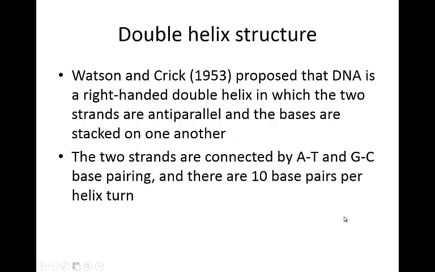Watson and Crick in 1953 used much of her work to form their own theories, and what they proposed is that DNA is a right-handed double helix, the two strands are antiparallel, and the bases are stacked on one another. The two strands of DNA are connected by A to T bonds and G to C base pairing, and there are 10 base pairs per helix turn.